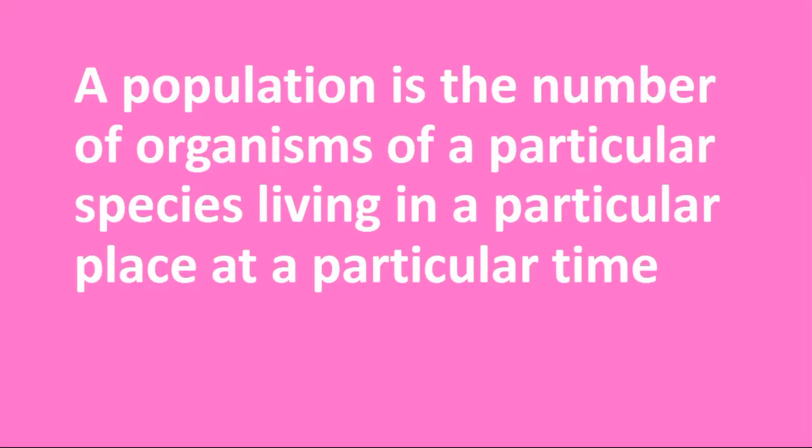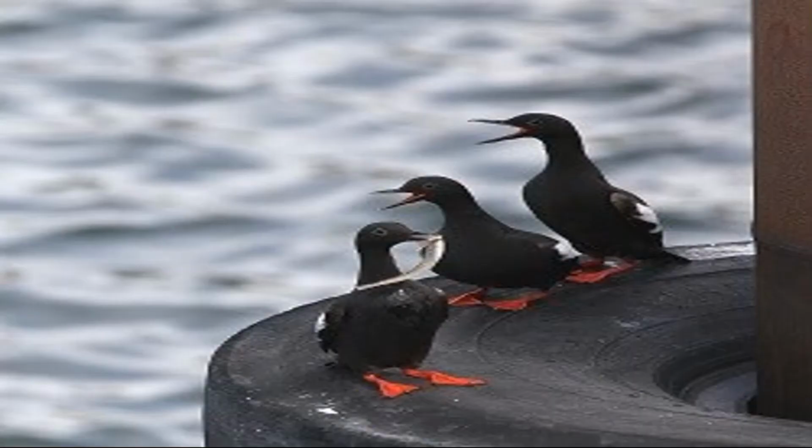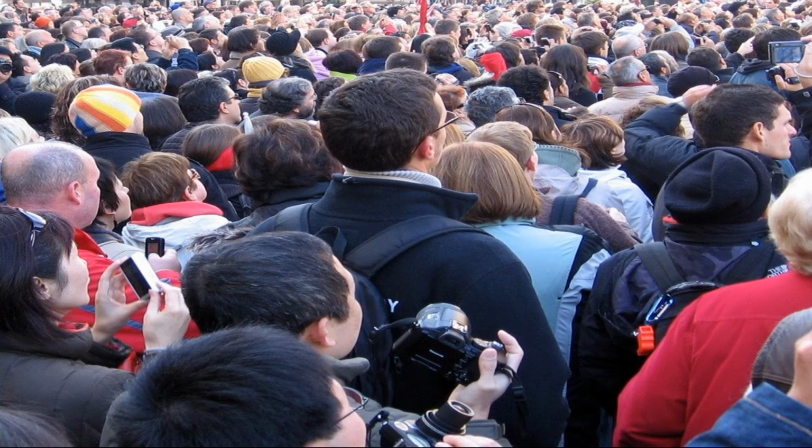A population can be defined as the number of organisms of a particular species living in a particular place at a particular time. So population is species specific, place specific, and time specific. So when talking about a population, you may hear about the population of rabbits living in a particular meadow, let's say in the spring of 1993, or a population of seabirds along a particular shore in 2005, or even the human population that inhabited planet Earth in 2020.